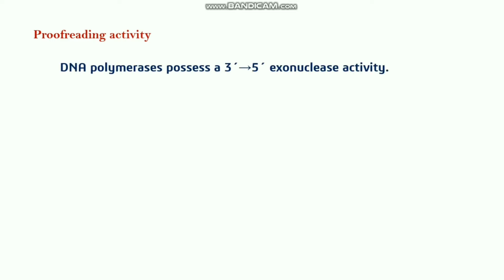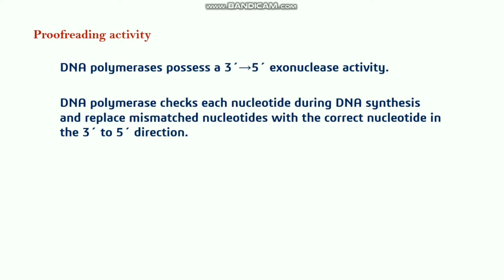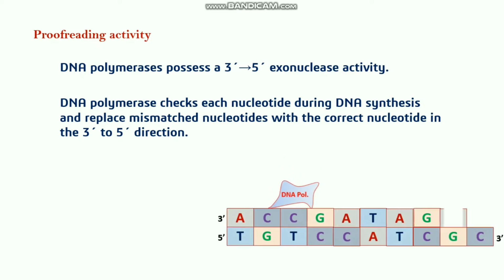And also the proofreading activity. This activity works in the 3' to 5' direction, and it is also called exonuclease activity. By this activity, the DNA polymerase checks all of the nucleotide bases inserted during the amplification process, and if any mismatch occurs or any wrong base is incorporated, then the DNA polymerase itself repairs it. So the mismatch is repaired by the highly efficient DNA polymerase. This kind of activity is known as the proofreading activity.